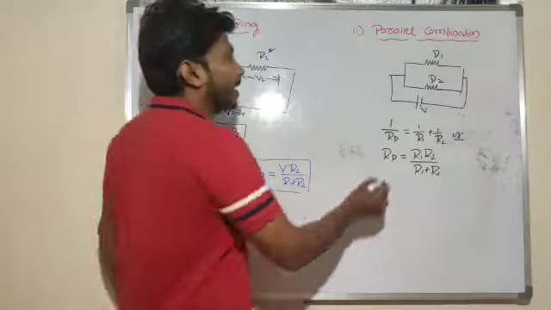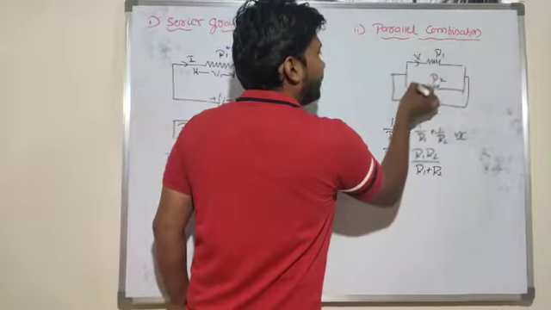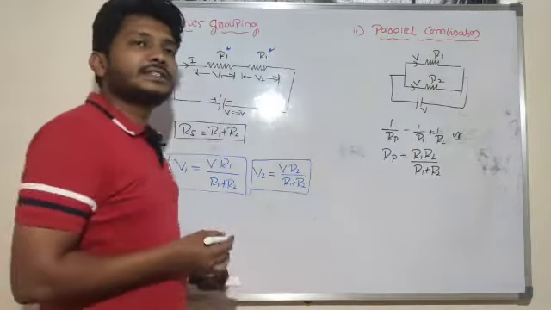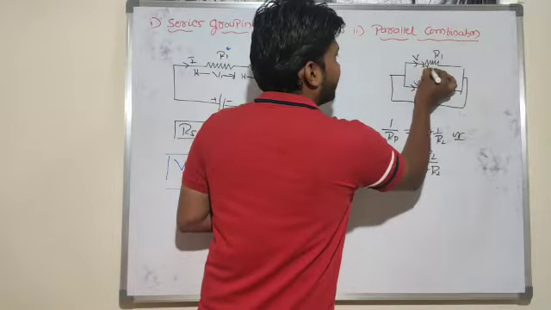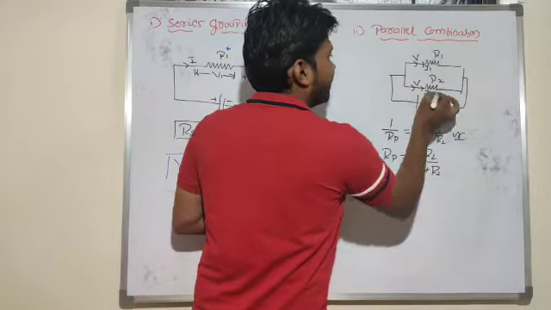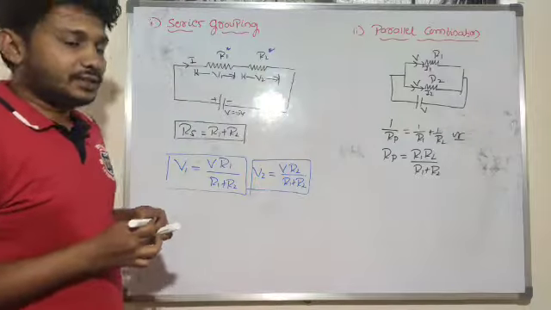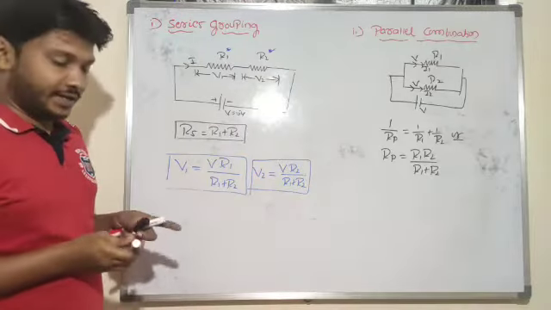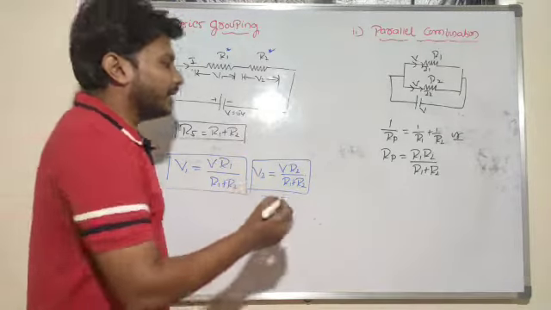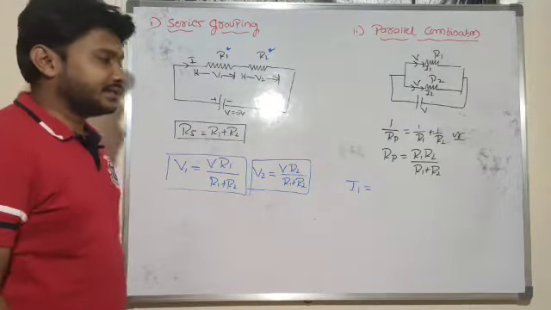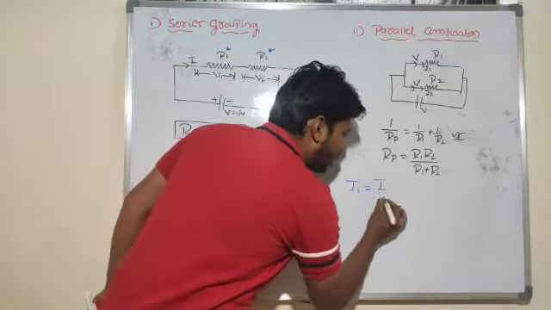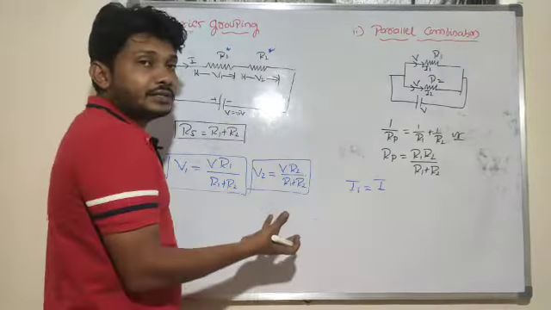In parallel grouping, which quantity remains the same? Potential difference remains the same. For example, in the first resistor current I1 is flowing, and in the second resistor current I2 is flowing. Now I want to calculate the branch current. How will you determine it? I1 is equal to the total current into the resistance of the other branch.